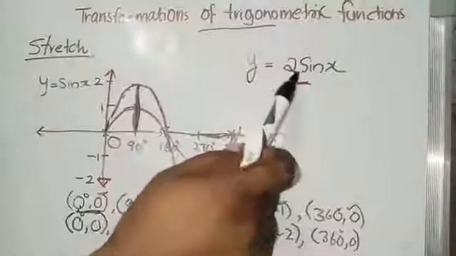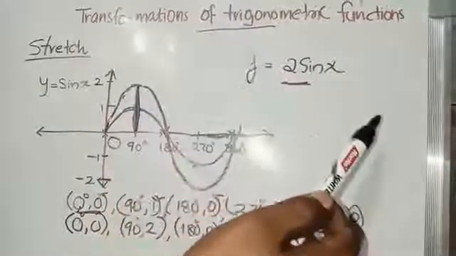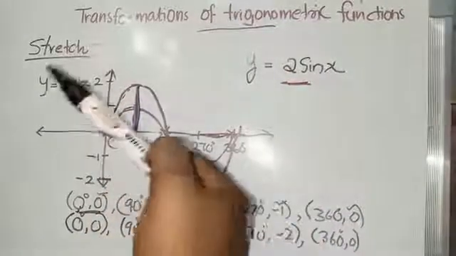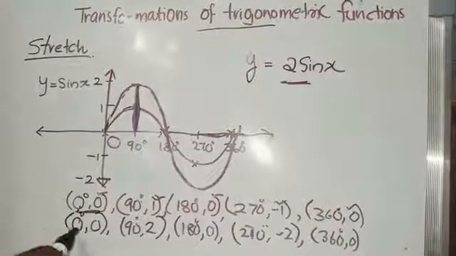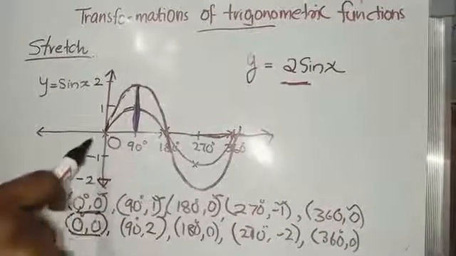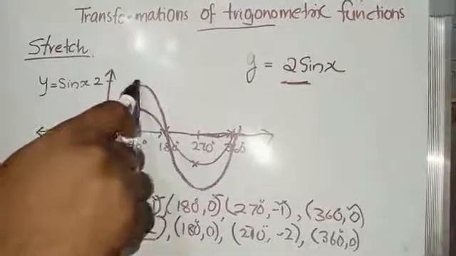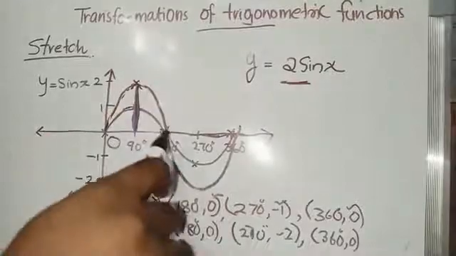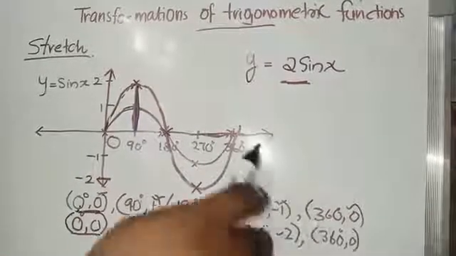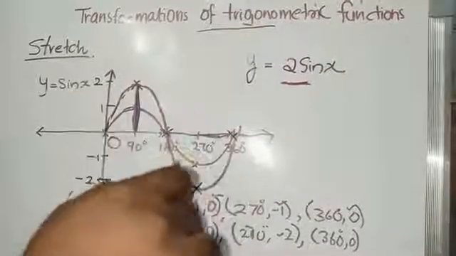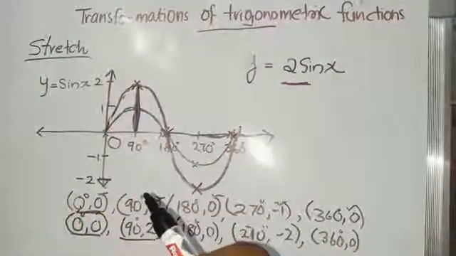As it is multiplication, as it is a stretch. When it comes to translation, instead of multiplication we need to add. We will discuss that later in the class. So you see, we get 0, 0. I marked 0, 0; 90 degree, 2; 180 degree, 0; 270 degree, minus 2; 360 degree, 0, and frame a new graph. We get the graph of this.